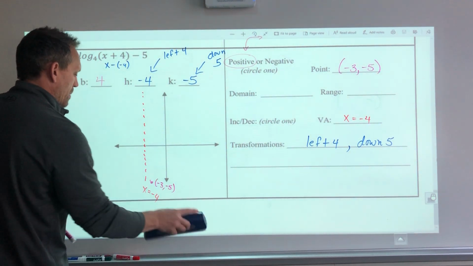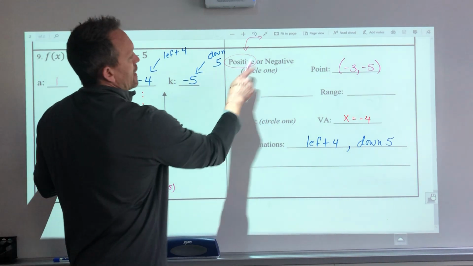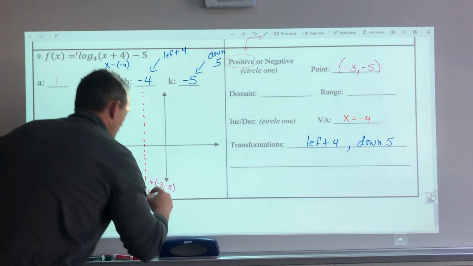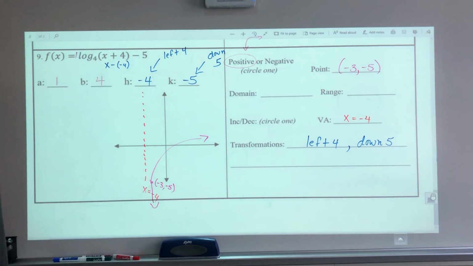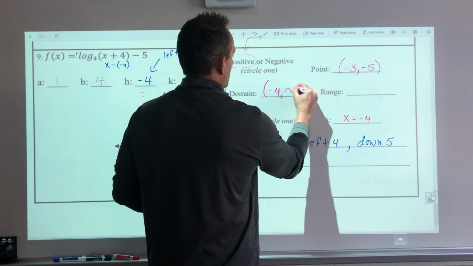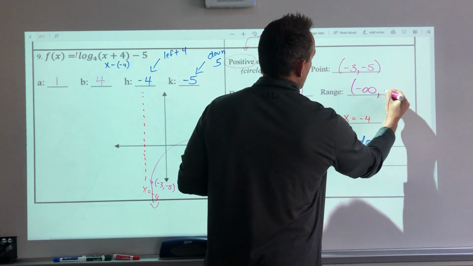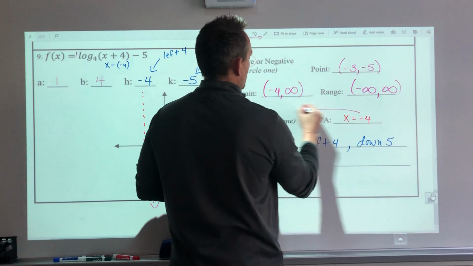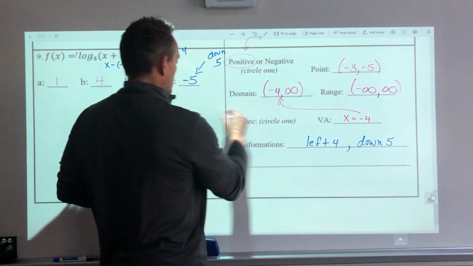Don't start to try to plug in a bunch of different numbers with this. Just don't do it. It's not worth it right now. Positive, shape hasn't changed. Looks like this of some sort. Doesn't have to be perfect. Our domain goes from negative 4 to infinity. Our range goes from negative infinity to infinity. Again, our negative 4 is our x value there. And from left to right, it is increasing.